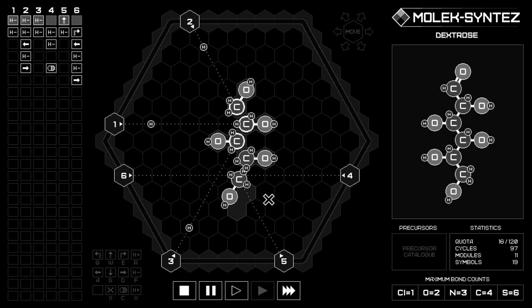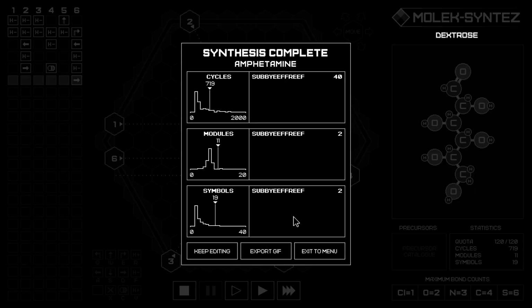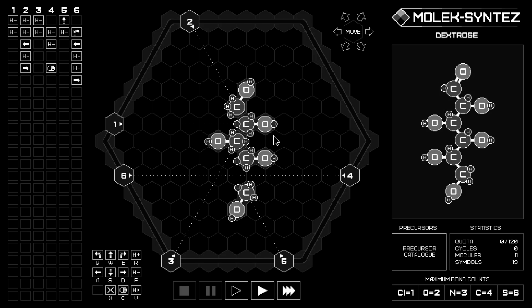So if I speed it up, as you will see, it takes 719 cycles to meet our quota of 120. And it took me 11 modules and roughly 19 symbols to get done. So that's really it for glucose. Now, with this little tweak that I did to the code of the open synthesizer, I can effectively make any molecule I want and input it.